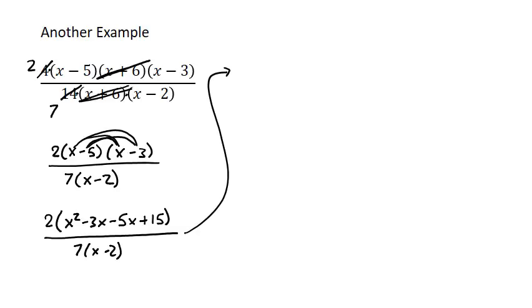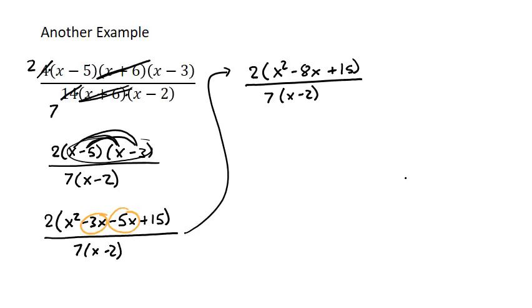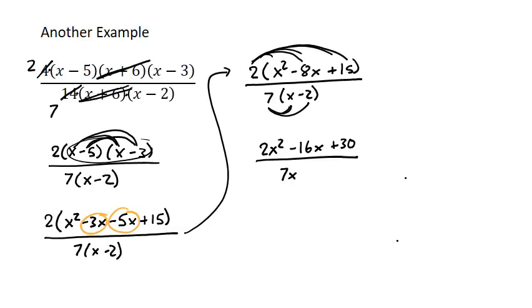In this numerator, there are some like terms I can combine. The negative 3x and negative 5x I can combine. So the numerator, I have 2 times x squared minus 8x plus 15, all divided by 7 times x minus 2. So the distribution is taken care of between the two binomials here. However, to completely put it in standard form, these constants need to be distributed in as well. So 2 times x squared is 2x squared. 2 times negative 8x is negative 16x. 2 times 15 is positive 30. Divided by 7 times x is 7x. 7 times negative 2 is negative 14. So here is my simplified rational expression in standard form after canceling out and simplifying common factors in the numerator and denominator.